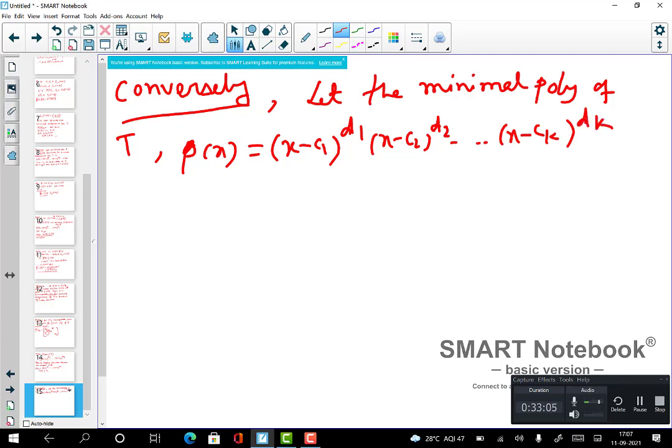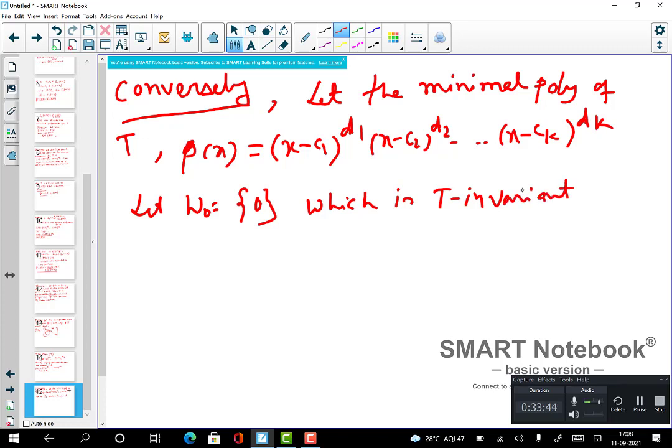Now we'll show that then T is triangulable, meaning there will be a basis with respect to which the matrix of T will be an upper triangular matrix. Okay, then what we will do? We'll try to find the basis. So we'll start with the zero space. Let W0 be the zero space, which is T invariant, because the null space is T invariant. This is the trivial space, right?